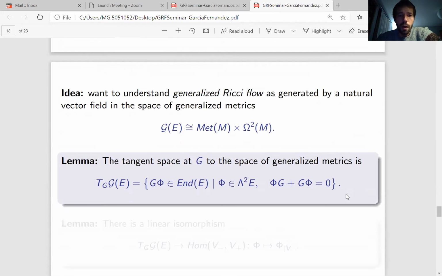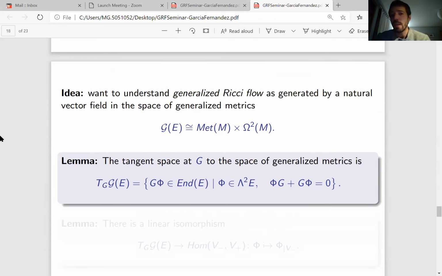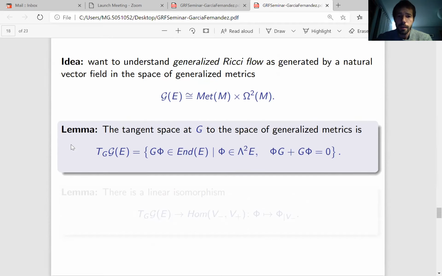So the idea is to understand generalized Ricci flow as generated by a vector field in the space of generalized metrics. If we choose an isotropic splitting as I just showed you, then generalized metrics are in correspondence with Riemannian metrics on M times two-forms. Then, by using the different properties of the generalized metric thought of as an endomorphism, the fact that it is orthogonal and the fact that it squares to the identity, you can describe the tangent space to the space of generalized metrics as the following. This is given by G phi, with phi in endomorphisms of E such that phi is skew-orthogonal and phi anticommutes with G.